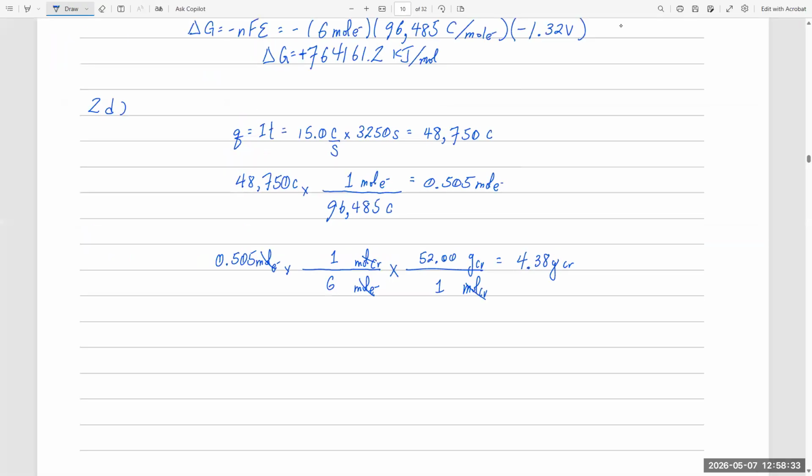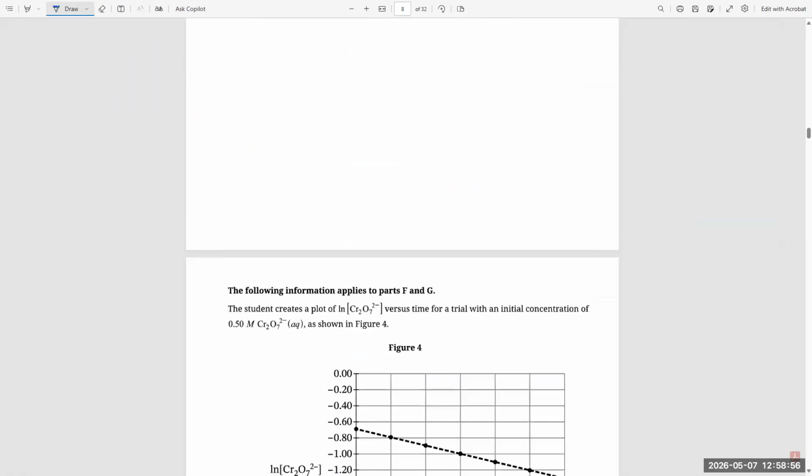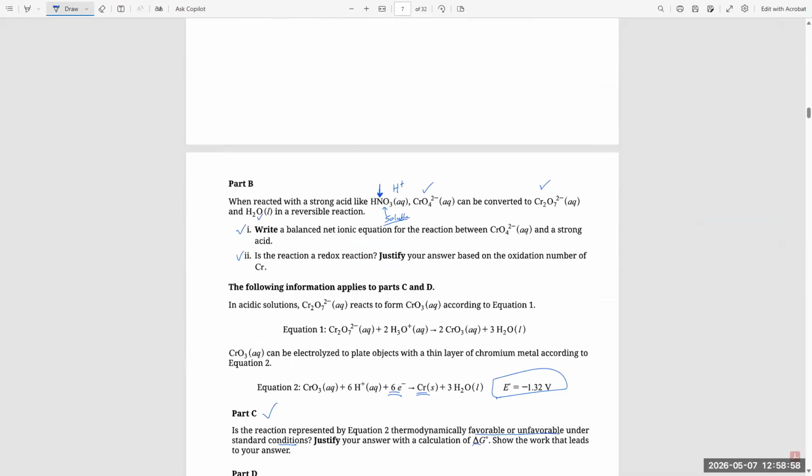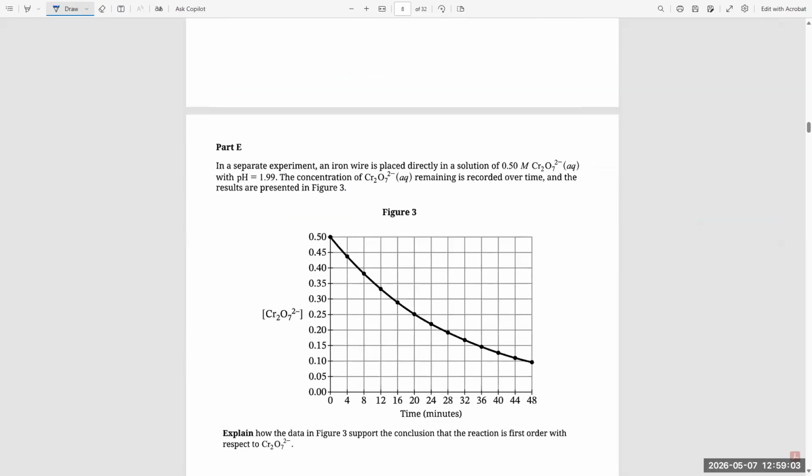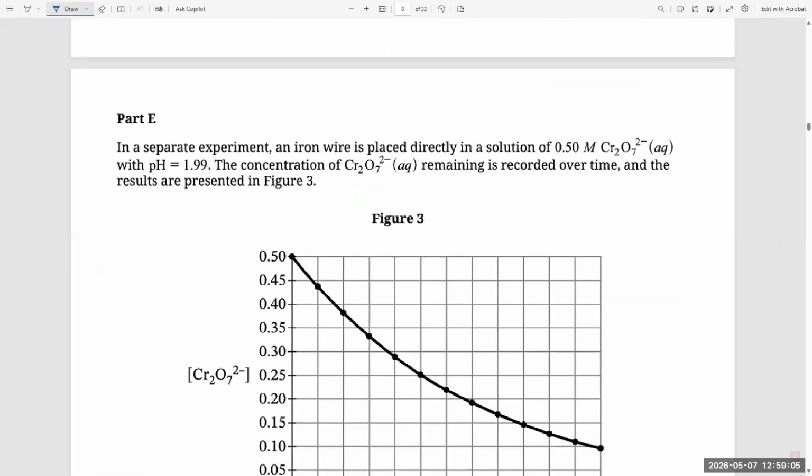It's asking how many grams could be plated, right? So we would say 4.38 grams of chromium will be plated. Okay, good. 2D is done, right? Check. Let's go on. This is like a never-ending question, isn't it?